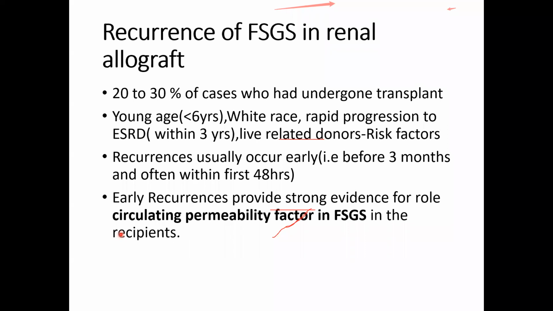Recurrences usually occur very early, before 3 months, obviously due to a circulating permeability factor, and often within the first 48 hours. So early recurrence provides strong evidence for the role of a circulating permeability factor in FSGS in the recipients.